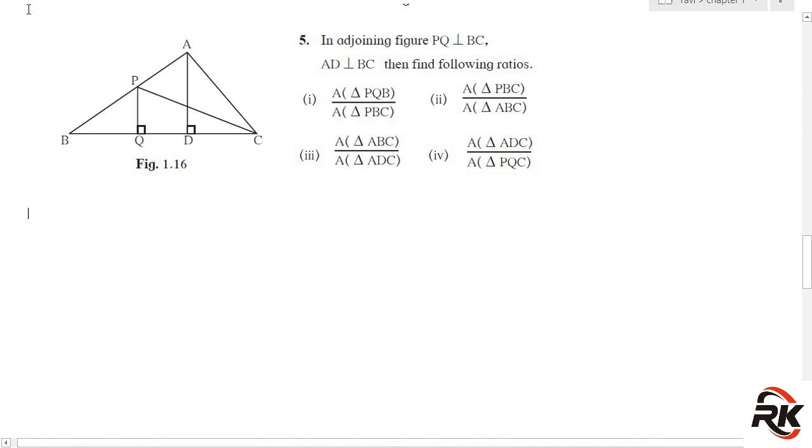In figure, segment PQ is perpendicular to side BC, segment AD is also perpendicular to side BC. Then find the following ratios. There are 4 ratios. In first ratio, there are 2 triangles, triangle PQB and triangle PBC.